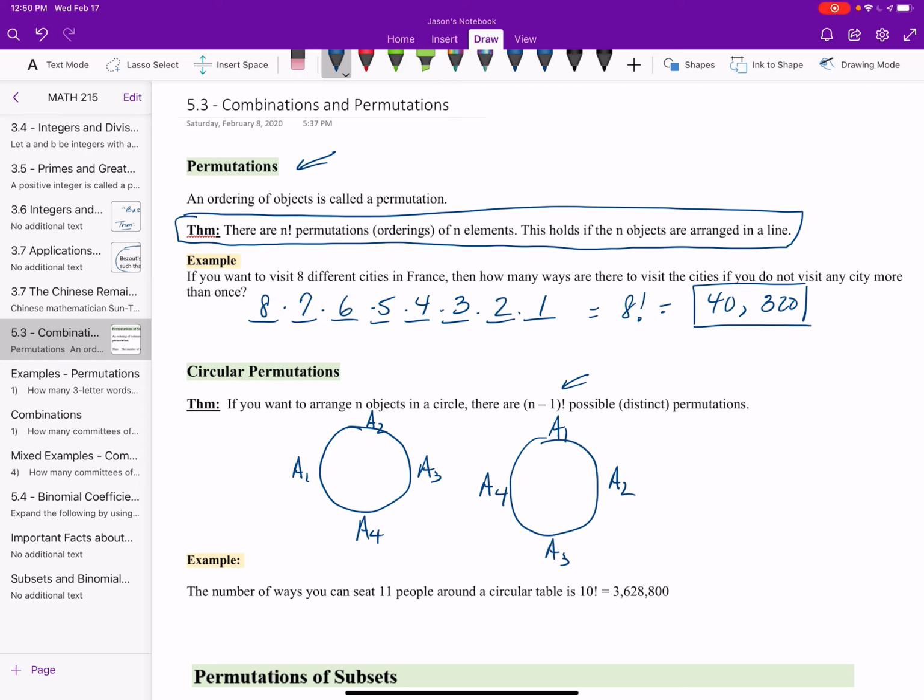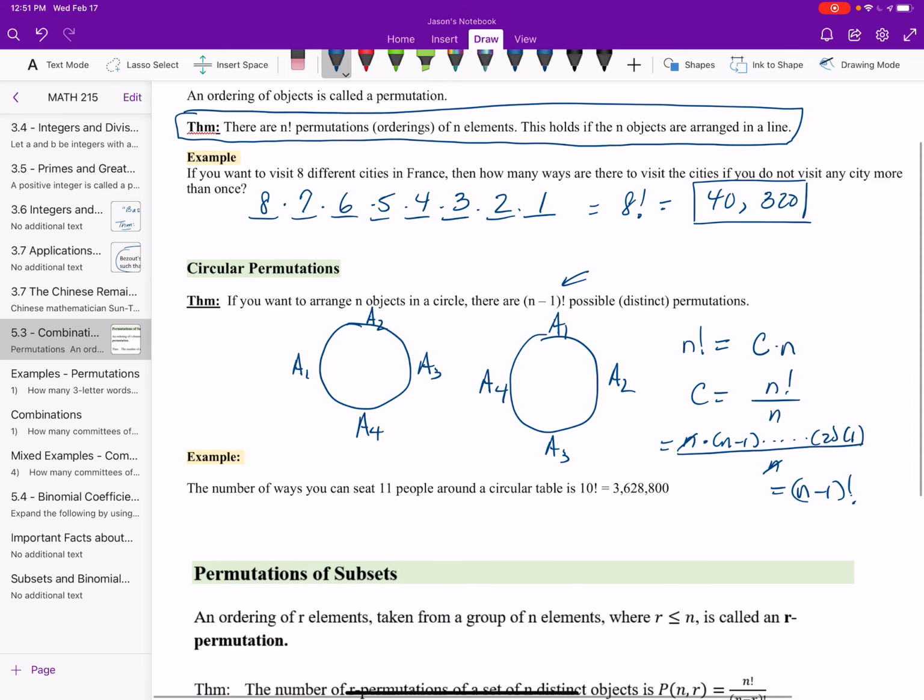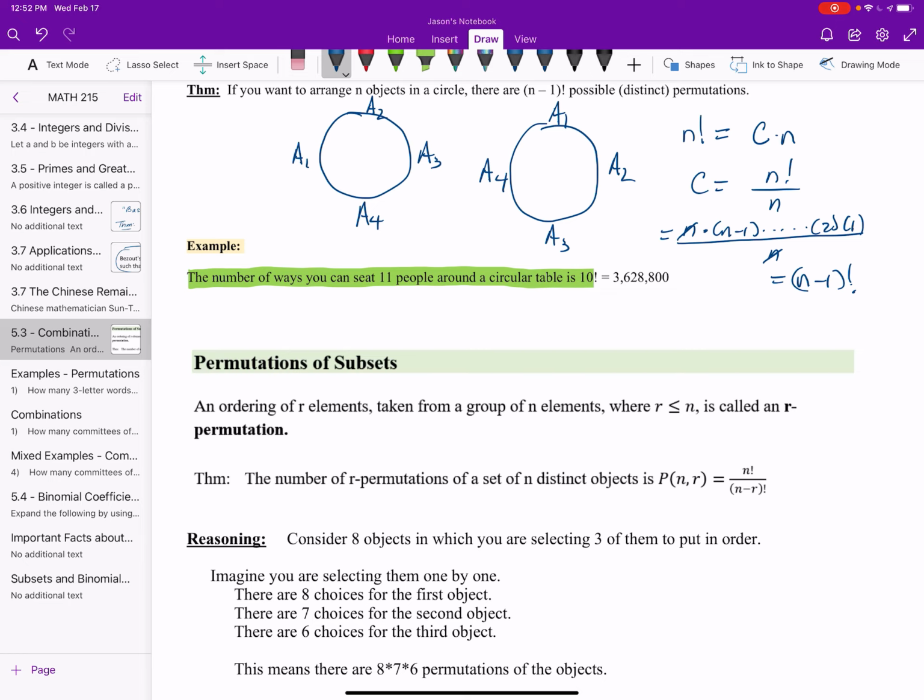We know that there are n factorial ways of lining people up in order in a line. Now, let's say that C is the number of circular permutations there are. Just realize here with our example of 4 people, there are 4 different ways to arrange the people in the same order. With n people, there are n ways of ordering them in the same order, which means the number of circular permutations is n factorial divided by n. Remember properties of factorials, n factorial is n times n minus 1 times all the numbers down to 2 and 1. So the n's cross out, and we're left with n minus 1 factorial. So that's circular permutations. As a quick example, the number of ways to seat 11 people around a circular table is 10 factorial, which is 3,628,800.